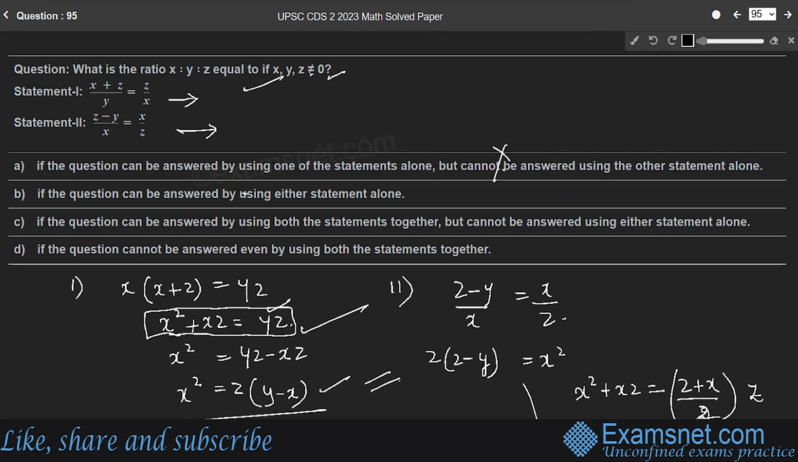The second one, the question can be answered using either statement alone. No. The question can be answered using both the statements together, but cannot be answered using either statement alone. So both the statements are required to answer, right? So both are required to find the ratio of x is to y is to z, right? Option C is the answer.